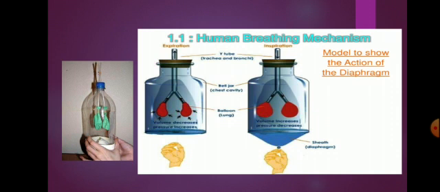In this apparatus, the space inside the bell jar represents the chest cavity in human beings. The balloons represent the lungs, whereas the rubber sheet represents the diaphragm.